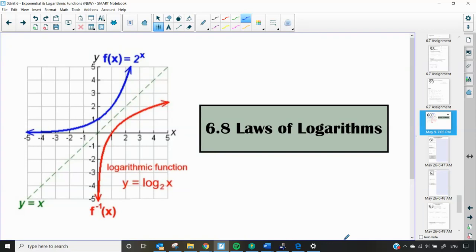Welcome back, guys. Today we're going to take a look at topic 6.8, which is the laws of logarithms. And often you're going to hear me refer to them just as the log laws. Today we're going to look at each individual law. There are 3 laws that we're going to look at. And then in tomorrow's lesson, we're going to look at combining laws of logarithms, combining our log laws into multiple or multi-step problems.